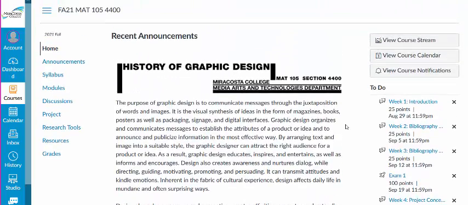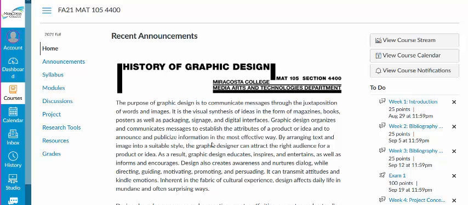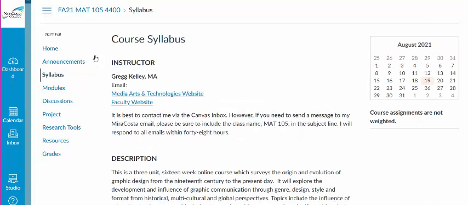So let's have a look around our virtual classroom. Over on the left-hand side is the main menu. And we'll start off by looking at the syllabus.